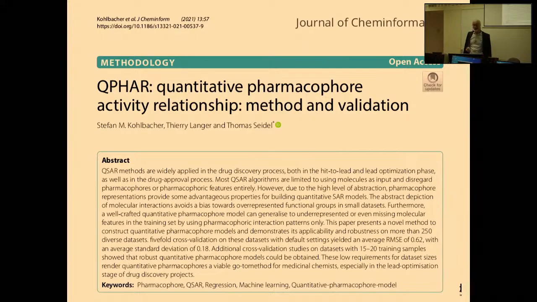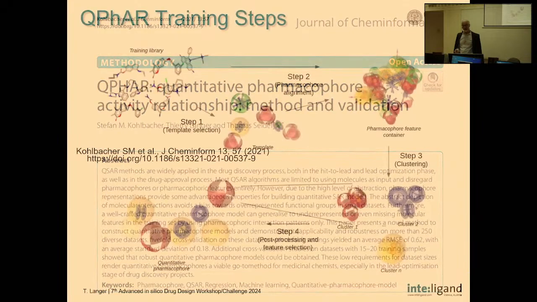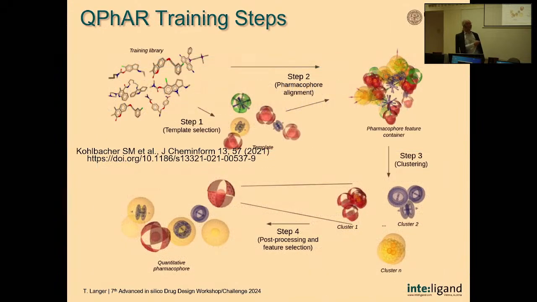And if you are agile enough to run this software from GitHub, it's not an issue. Here are a few steps. I don't want to go too much into the details. It's all described in this paper, but what you get at the end is a post-processed pharmacophore where the features have weights, and the weights depend on the importance that the machine learning discovers during the training phase.